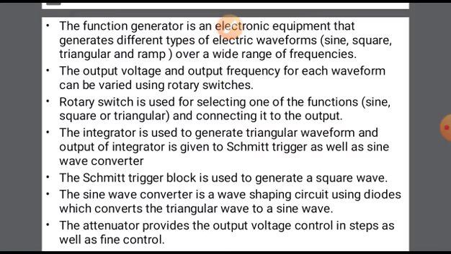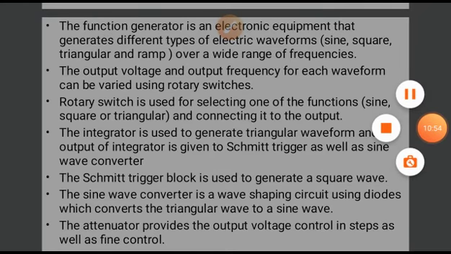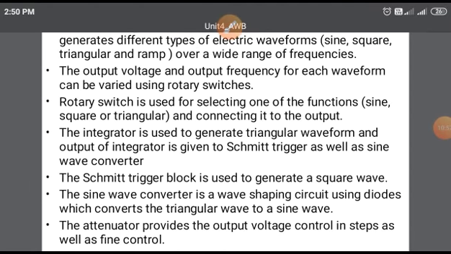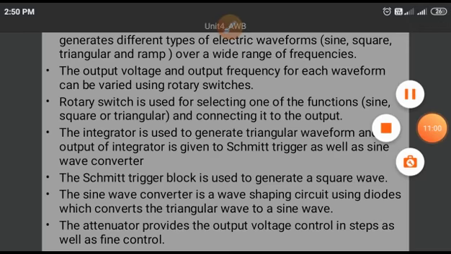So here the function generator and the DMM I have explained well in this slide. Thank you.